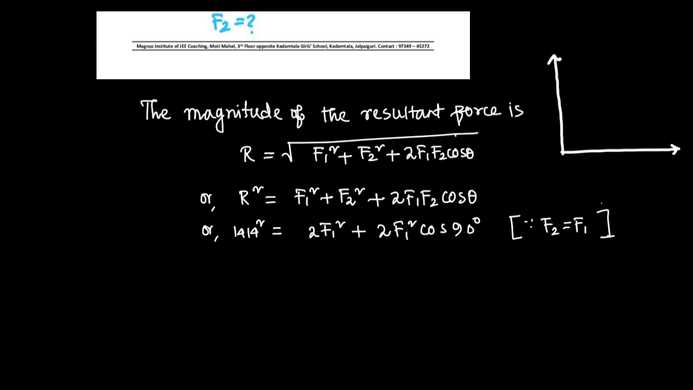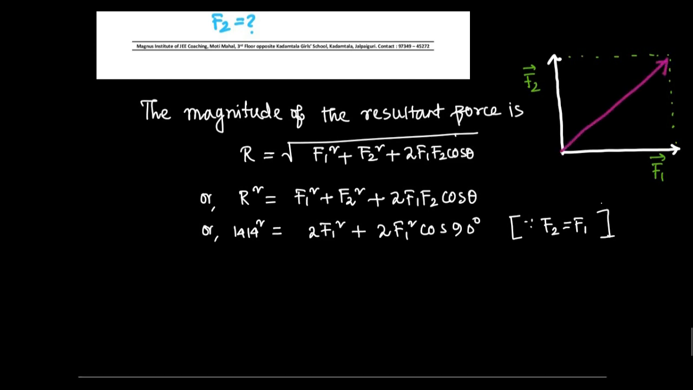Now we can draw two equal forces which are acting at right angles to each other. Vector F1 and vector F2 are the two equal forces, and we can draw a parallelogram, or a square, because the two forces are equal. Along this diagonal the resultant force vector R will be acting. The angle between F1 and F2 is theta, which is 90 degree, because the two forces are acting at right angles to each other.